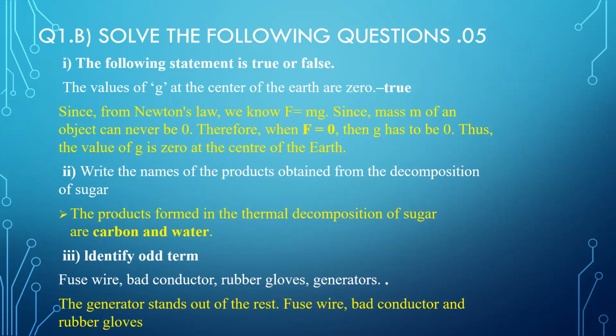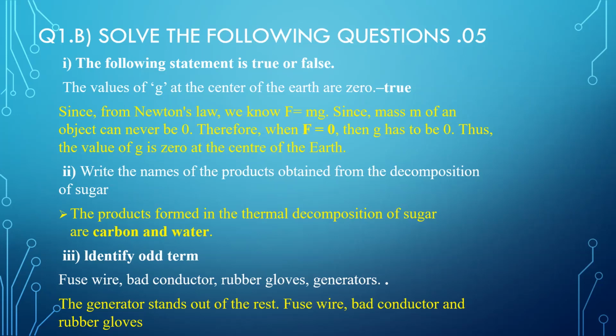Now see, number first, you have to tell if the following statement is true or false. The value of G at the center of the earth is 0. Now see, when we go to the center of the earth, the gravitation becomes 0. Is it true or false? So the answer is, it is true.